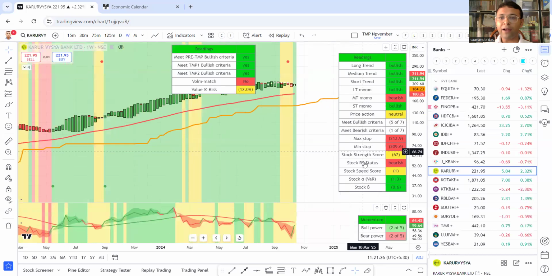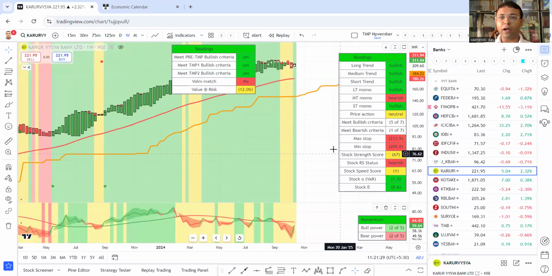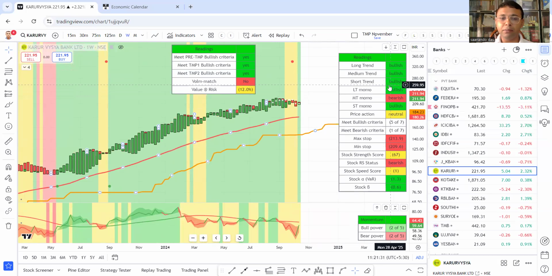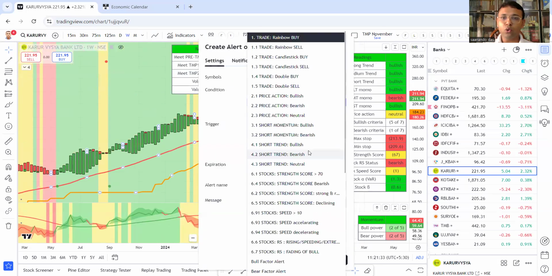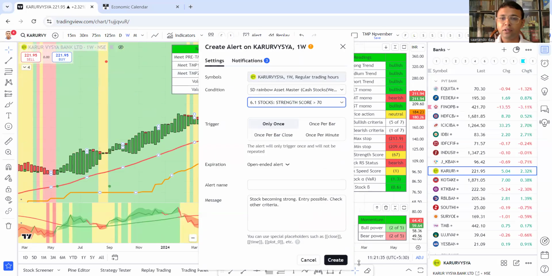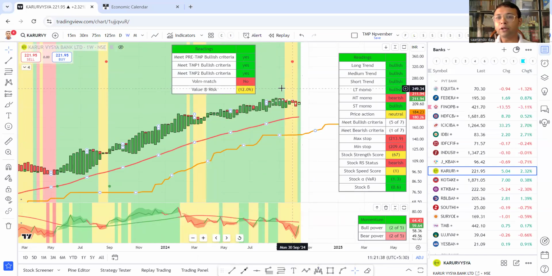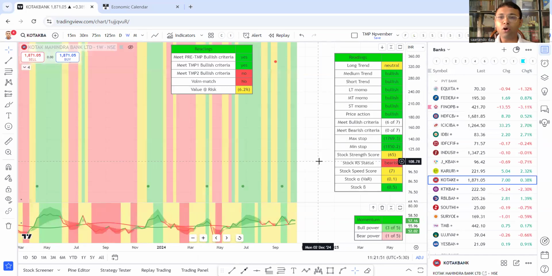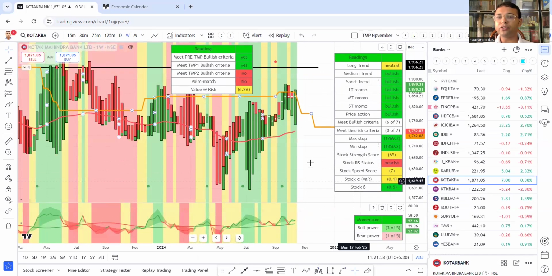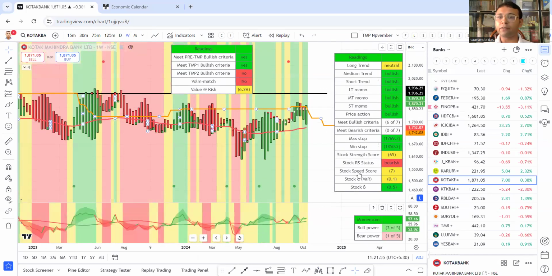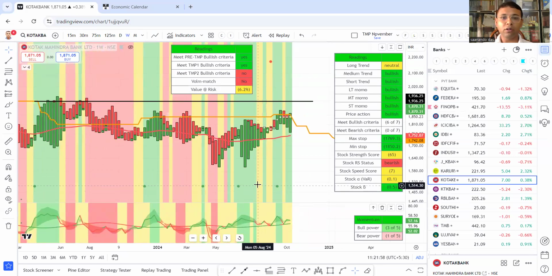Karur Vysya Bank, flat correction, yet to satisfy. Put a proper alert, meaning Alt A, strength score greater than 70. This one is still better because it's a flat correction, not a downward move like the others. So Karur is better, but ultimately still rejected because the criteria are not matching. As long as we keep on rejecting, this is an important principle in stocks: you have to follow your own method.